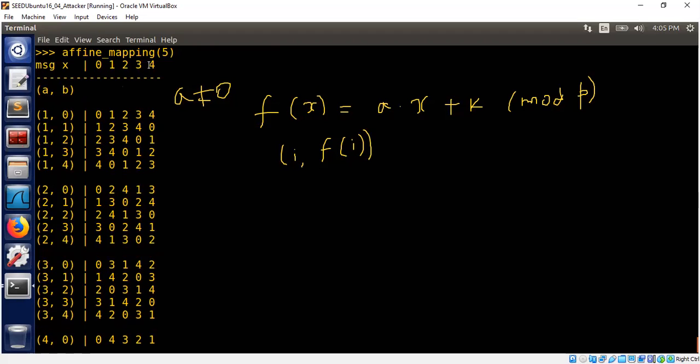Suppose I know my i was 4 and f of i was, say, 4. Can I say anything about a and b, or a and k? It turns out you can't. Let's say I know my i is 4, so my i is 4 here, and I know the corresponding value is 4, but it could be a being 1 and b being 0, or k being 0.